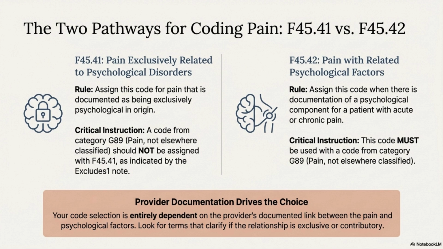Here's where the rules get specific. F45.41 is used when the pain is exclusively psychological, and you should not assign a G89 code with it. But F45.42 is used when psychological factors are contributing to acute or chronic pain, and in that case, you must assign a G89 code alongside it. So again, everything depends on how the provider describes the relationship between the pain and the psychological component.